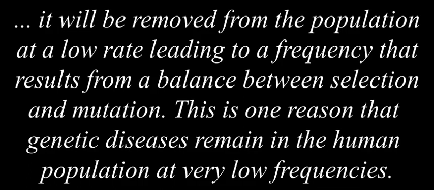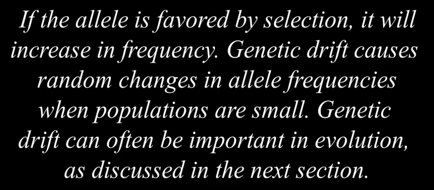This is one reason that genetic diseases remain in the human population at very low frequencies. If the allele is favored by selection, it will increase in frequency. Genetic drift causes random changes in allele frequencies when populations are small. Genetic drift can often be important in evolution, as discussed in the next section.